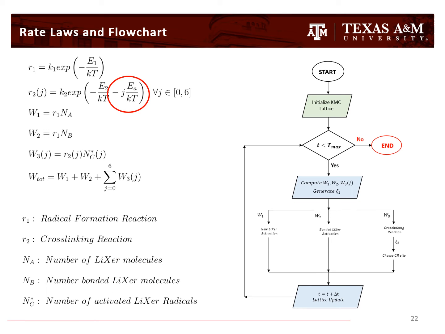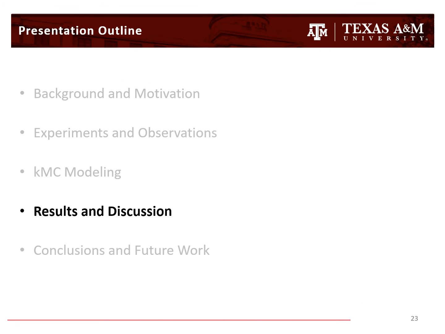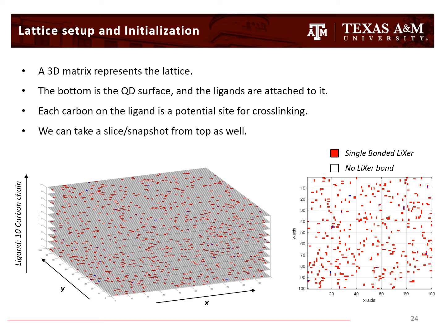Once we have all these rates and all these steric effects, we can write a kMC simulation algorithm, which, to explain briefly: we initialize our kMC lattice, we calculate the rate of all these reactions, we choose the desired reaction, we update our lattice, and we keep on doing this. So let's look at some results.